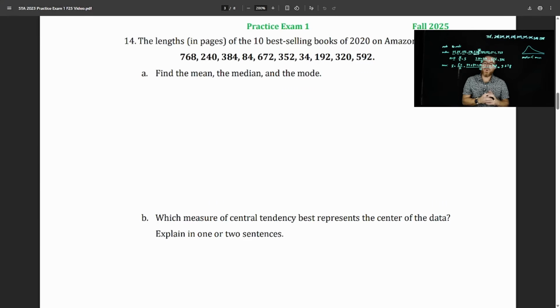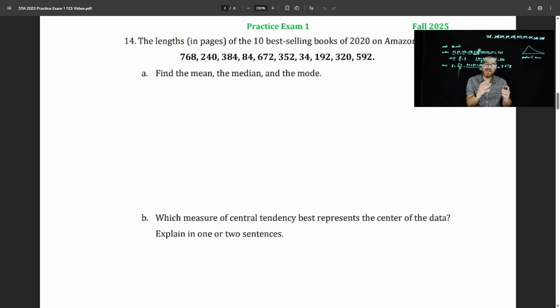Part B: which measure of central tendency best represents the center of the data? Explain in 1 or 2 sentences. For this one, I would argue that median is the best way to talk about central data, if you're ever just using central tendency to describe the data, because it will be where the actual center of the data is. Half the data points are to the left, half are to the right. But if it comes down to any sort of calculation, generally we're going to err towards using mean because it's easier to use and easier for a lot of people to understand.